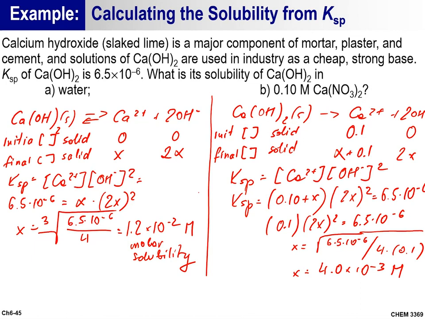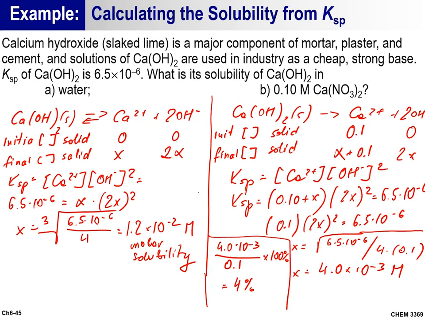Okay, so normally we use this 5% rule. So we compare the value of x, which is 4.0 times 10 to the negative third, to the 0.1. So divided by 0.1 and you multiply it by 100%. So this will be equal to 4%, okay? So that tells me that the value of x is only 4% of the 0.1.